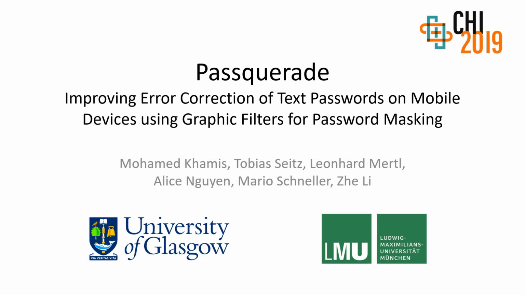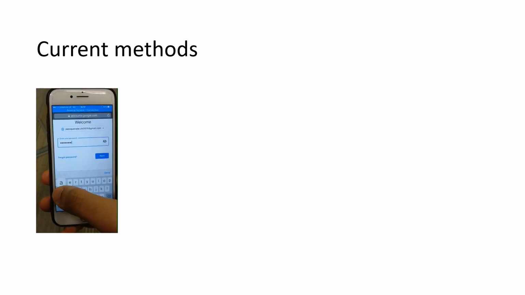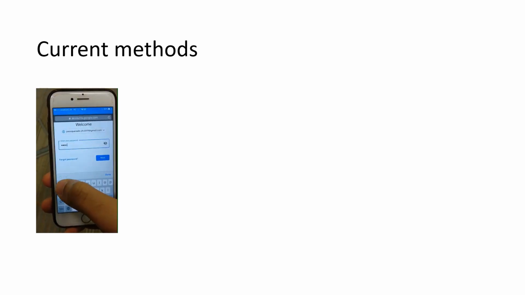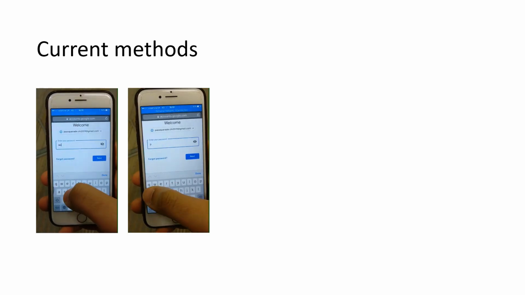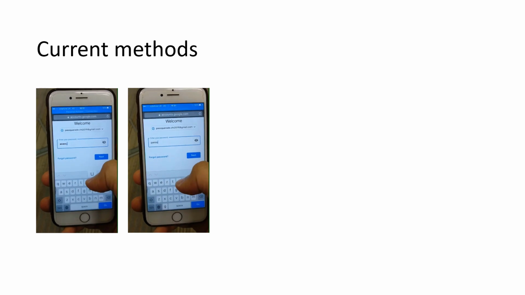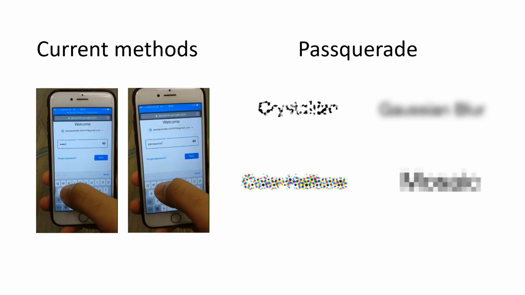Passquerade, improving error correction of text passwords on mobile devices using graphic filters for password masking. Entering text passwords on mobile devices is tedious and error-prone. iOS and Android either display each character in the password in asterisks shortly after it is typed, which makes it difficult to notice and correct errors, or they allow you to enter the password in plain text, which exposes it to bystanders who might be observing your password.